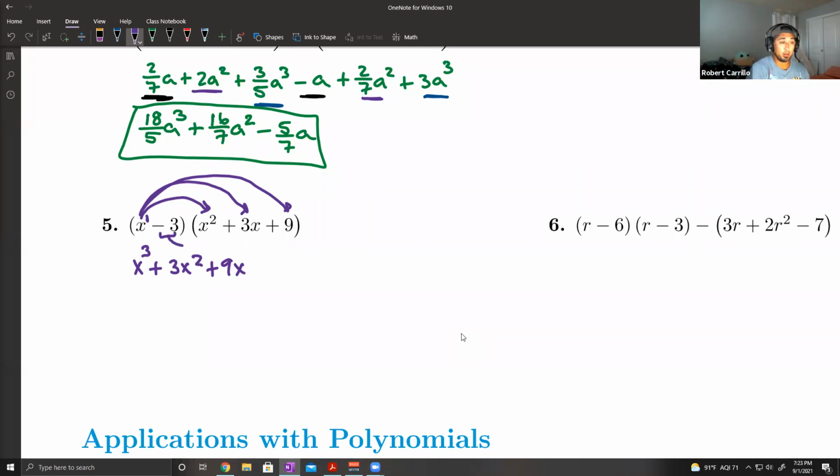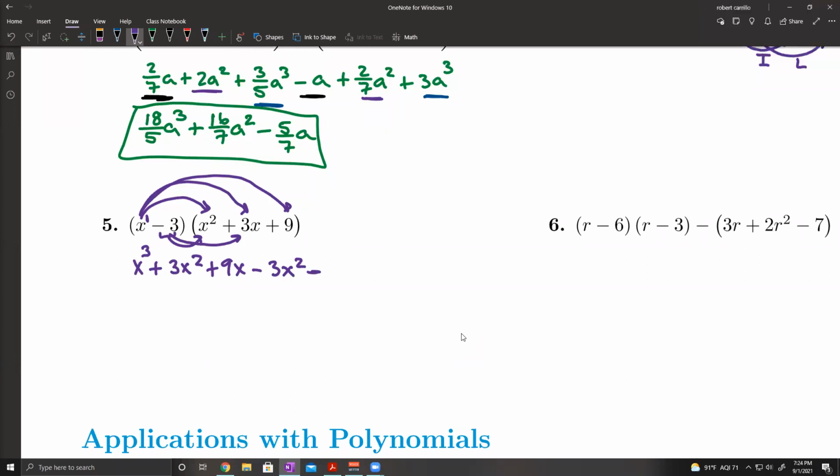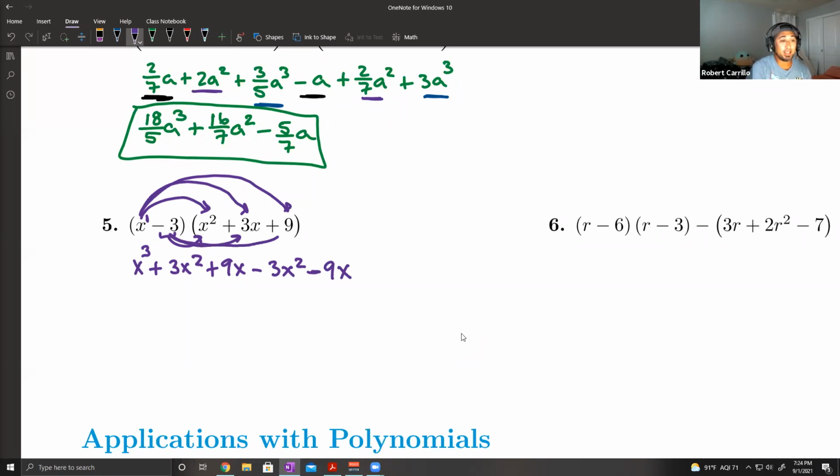So negative 3 times x squared, negative 3x squared. Negative 3 times 3x. What's negative 3 times 3x? Negative 9x. So it's just multiply the numbers. Negative 3 times 3 is negative 9. Negative 9x. And then one more distribution to finish it off. What is negative 3 times 9? Negative 27. There you go.